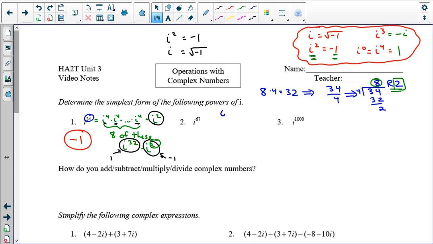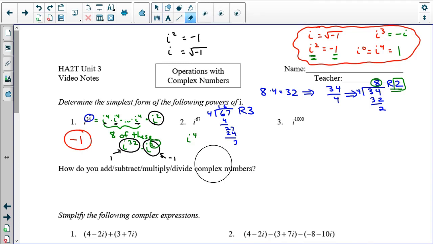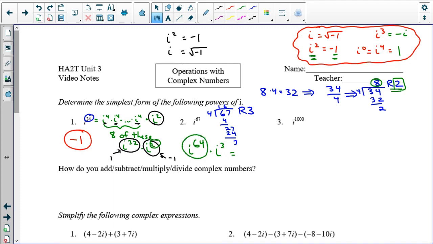i to the 67th: if I do 67 divided by 4, I get 16, since 16 times 4 is 64, so I have 16 remainder 3. That would mean I have i to the fourth 16 times, which is the same thing as saying i to the 64th, and then times i to the third. Well, i to the 64th I know is 1. So now i to the third is -i. So my final answer here is -i.